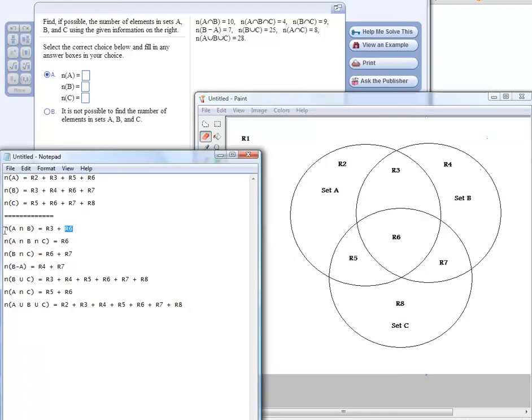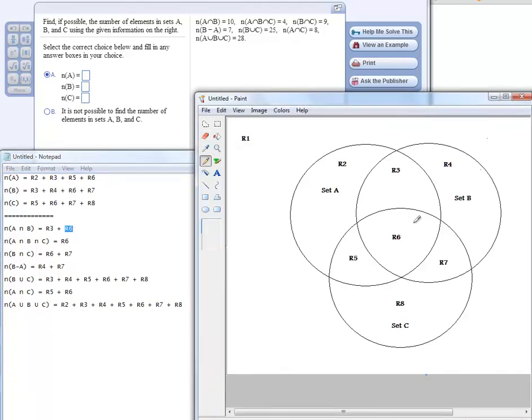I've got that written down here, and I've used the little letter N for intersection and a capital letter U for union, so we'll use that later. So the number of elements in the intersection of A and B is simply going to be R3 plus R6, and we know that that's 10. Do we have any other clues out here? Let's look at this one here. We have the number of elements in the intersection of A, B, and C. Which region is the intersection of A, B, and C? That's just R6 here. So that's just one region. We know then that R6 contains 4 elements.